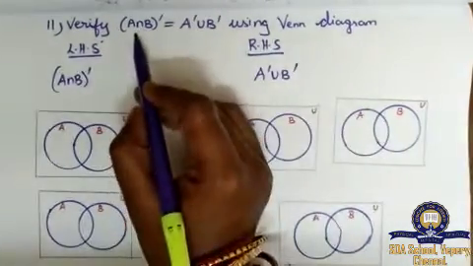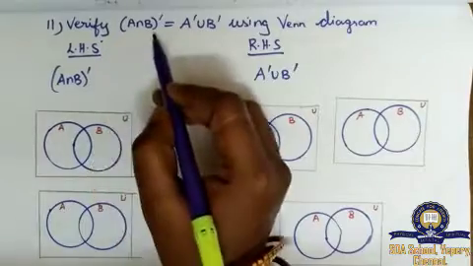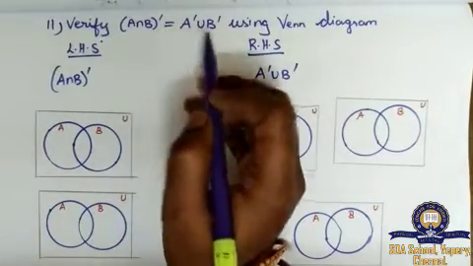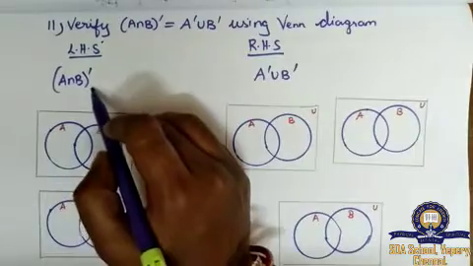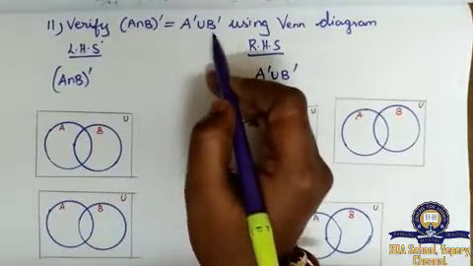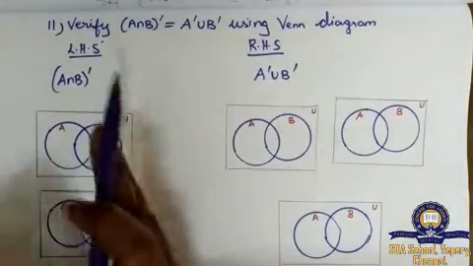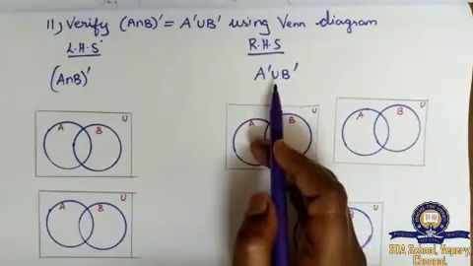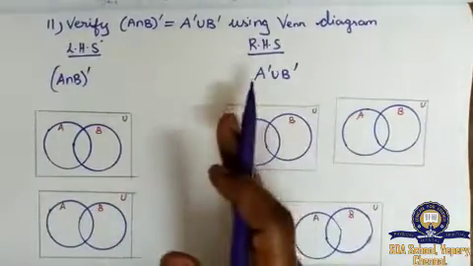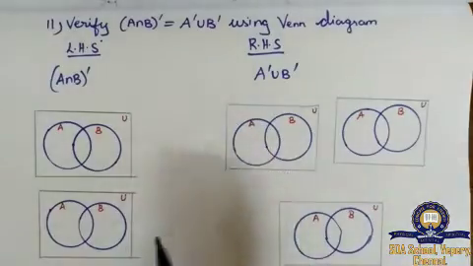In the Venn diagram, this is the LHS part, so I have done it separately. They are asking you to verify that LHS is equal to RHS. So A intersection B the whole dash is equal to A dash union B dash. I have done the LHS separately and the RHS separately, so that you can check whether the LHS and RHS are equal or not.